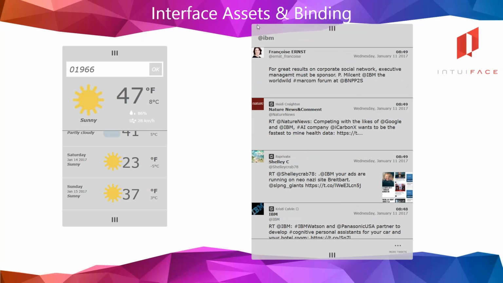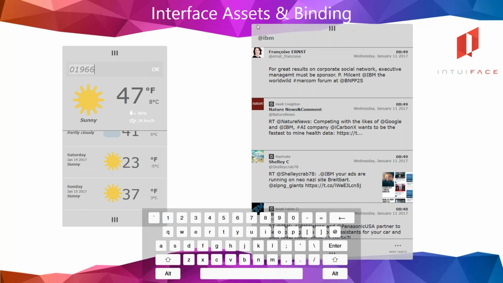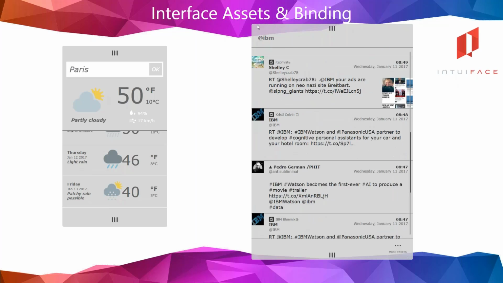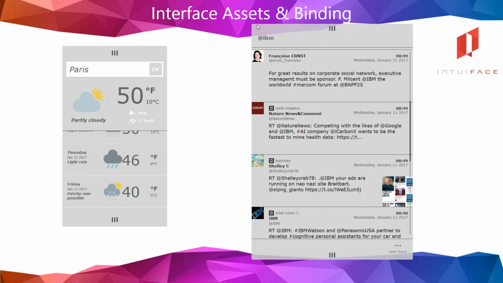See my zip code up there? If I touch that field, it opens up the on-screen keyboard. I can put Paris, enter, and now we have the weather in Paris. It's a little nicer in Rockport right now. Here's my IBM feed. I could construct it so that I can change the search query on the fly. The default template doesn't do that.